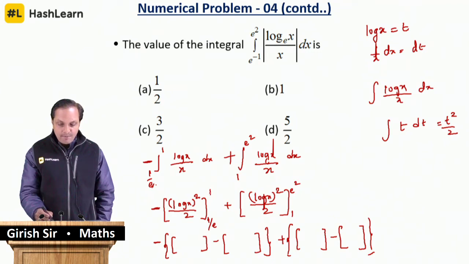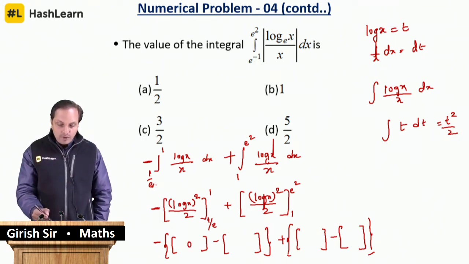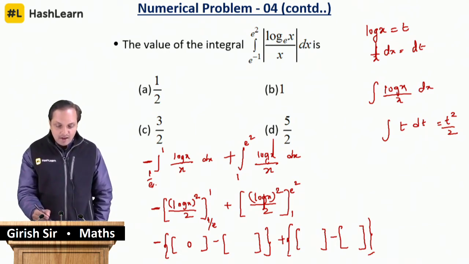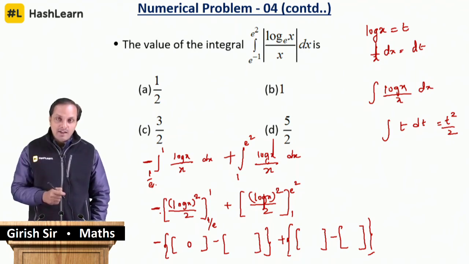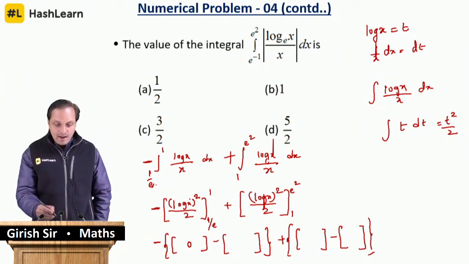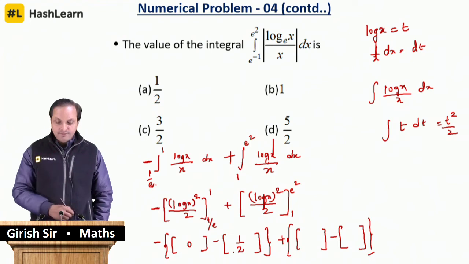Okay, so let me put x. The upper limit here is 1, the value of log 1 is 0, and 0 divided by anything is 0. So the upper limit gives 0, leave it. The lower limit is 1 by e, so log 1 by e: log 1 is 0, log e is 1, so 1 by e gives you a minus sign. Minus 1 whole square is plus 1, so that will give you plus 1 by 2.